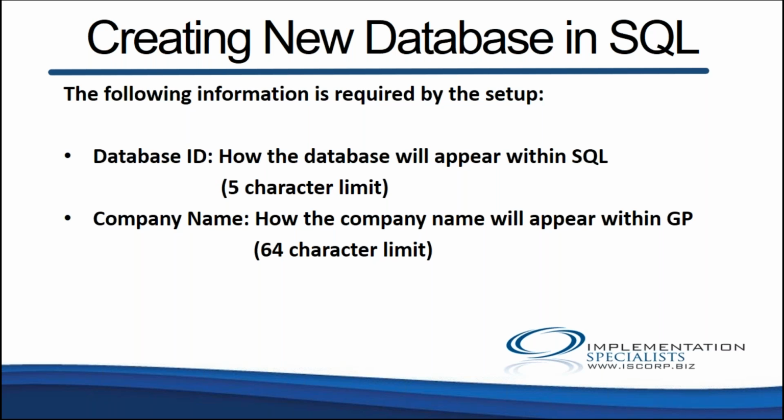The following information is required by the setup on this next screen. The database ID. For those of you that are familiar with SQL Management Studio, this is how the database appears under the database list on the navigation pane, and that has a 5-character limit. The company name is how it will appear in GP. So when you click on the drop-down to select the company, what you're seeing there is that company name, and that has a 64-character limit.